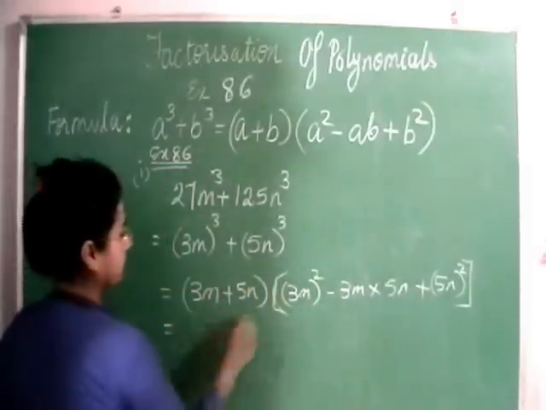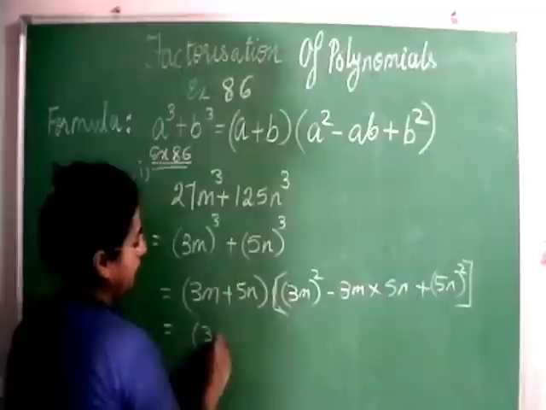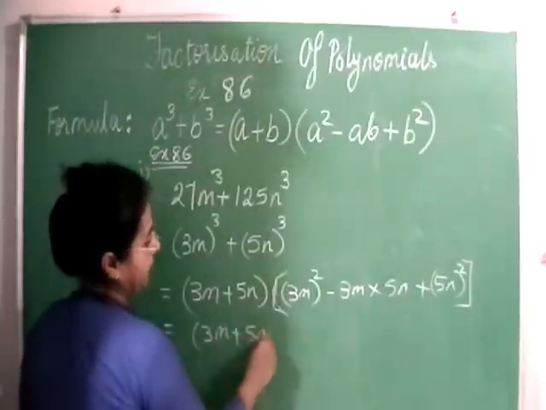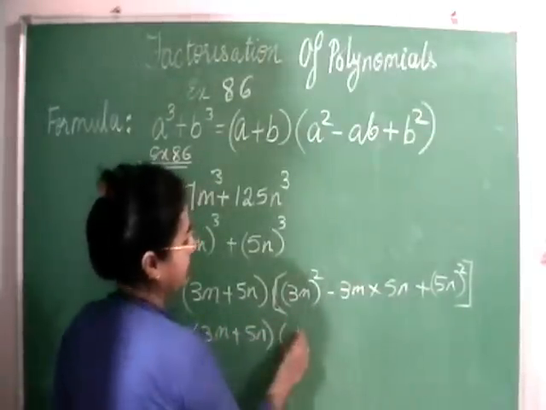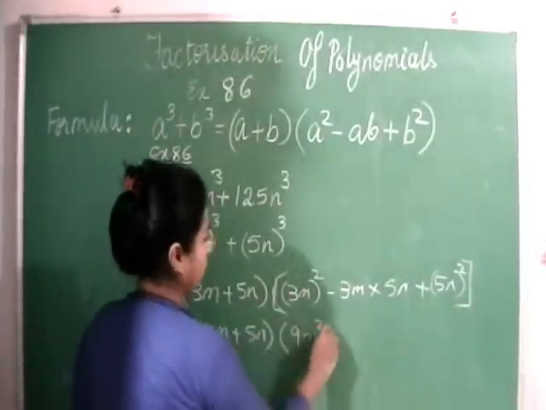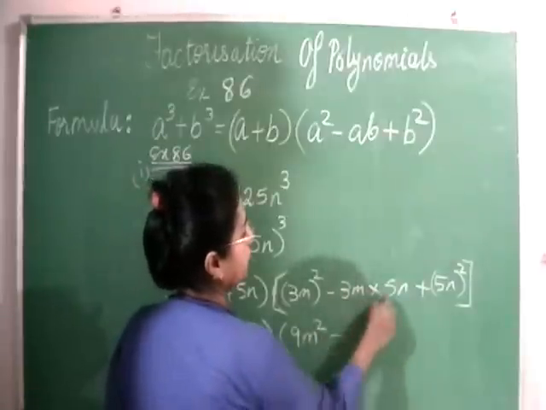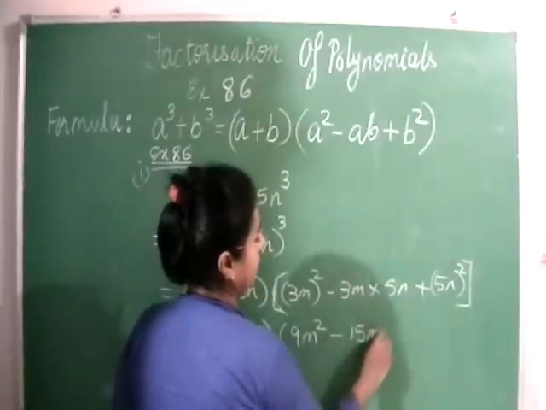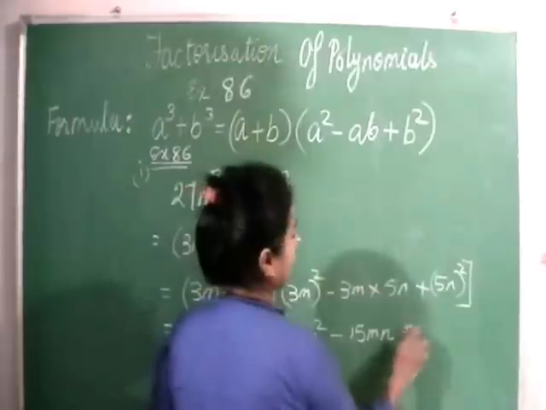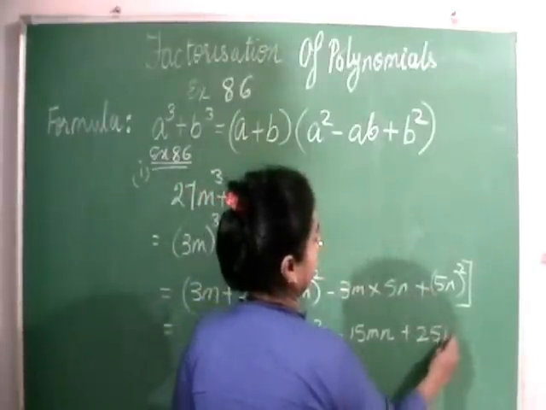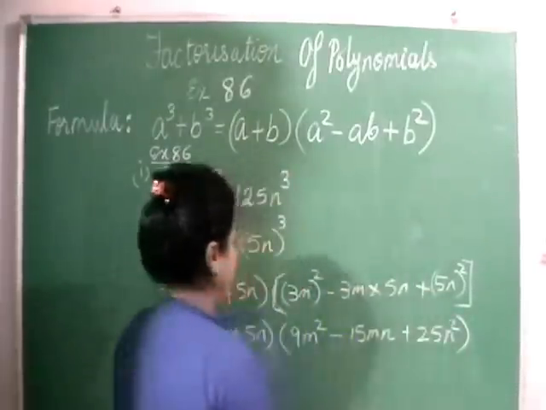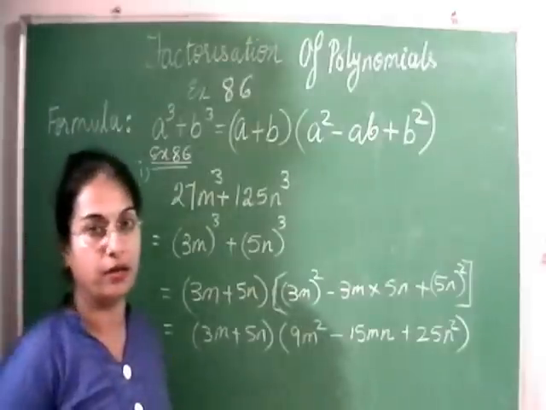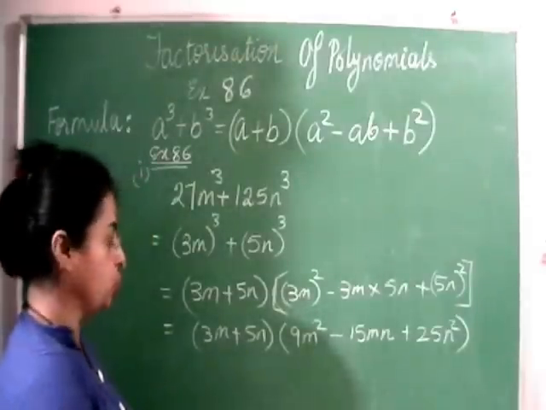Open the bracket over here. (3m plus 5n), and the other bracket will be 9m square minus 3 5s are 15mn plus 25n square. This is the answer for sum number 1. Take down sum number 2.